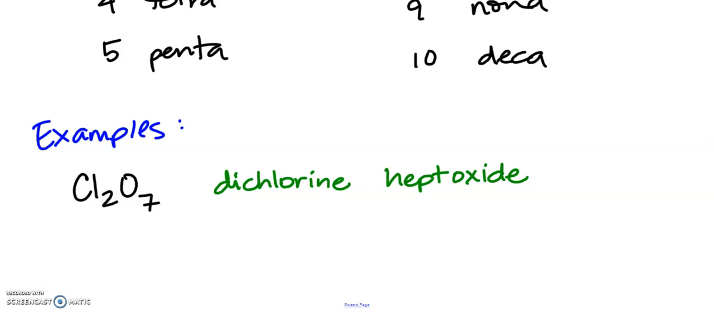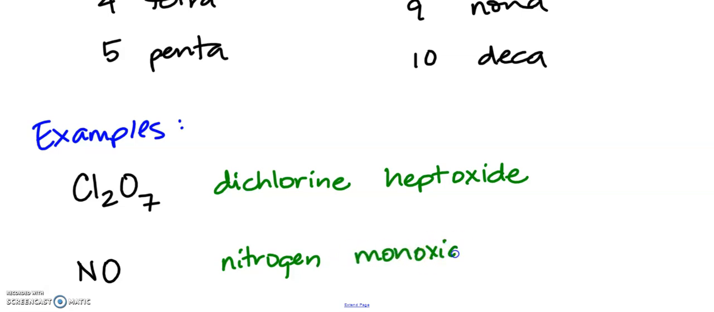All right, let's try another one. Nitrogen and oxygen. Let's just do NO. With this one, we don't put mono with the first element. So it's nitrogen. I don't say mononitrogen, I just write nitrogen. And then I do use mono with the second element, and I drop one of the O's, right? We don't say monooxide, it's just monoxide. Just like carbon monoxide. That's one you've probably said and heard a few times.